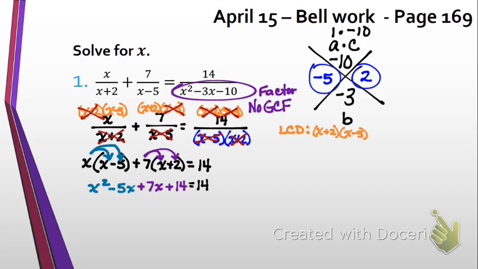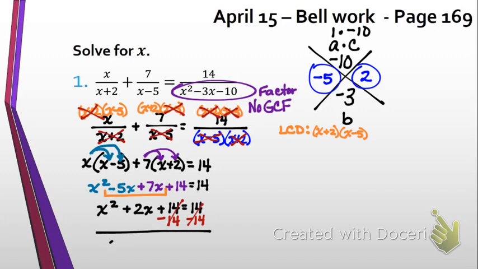How can I approach this now? Like terms. What are the like terms we're going to combine? Negative 5x plus 7x. What's negative 5 plus 7? 2. Positive 2. Nice catch there. X squared plus 2x plus 14 equals 14. Set it equal to 0 by doing what? Minus 14 on both sides. So it cancels here and it cancels here because 14 minus 14 is 0. So I've got x squared plus 2x equals 0.